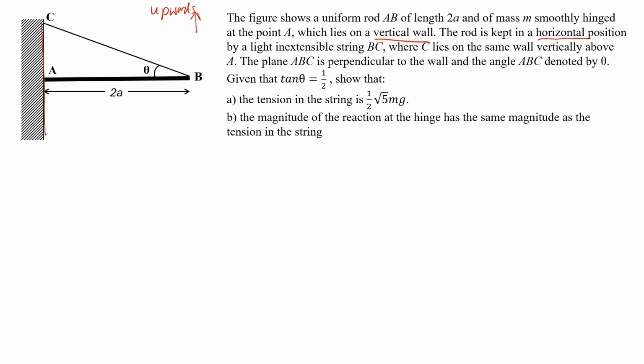We're then told that tan theta equals a half. We're then asked to show that the tension in the string is a half √5 mg. So we'll start with that.